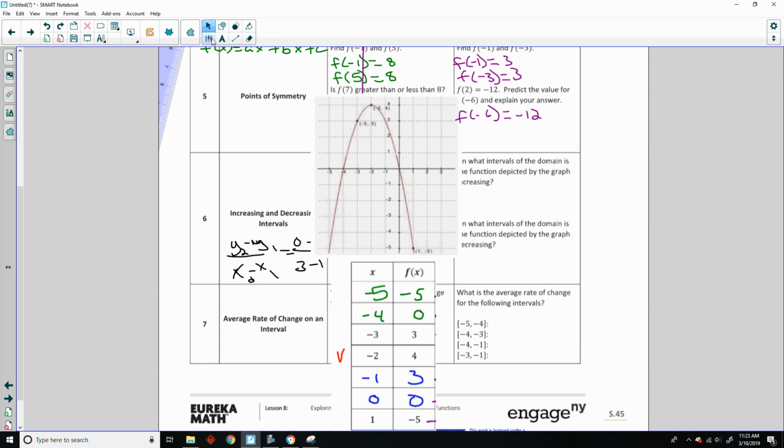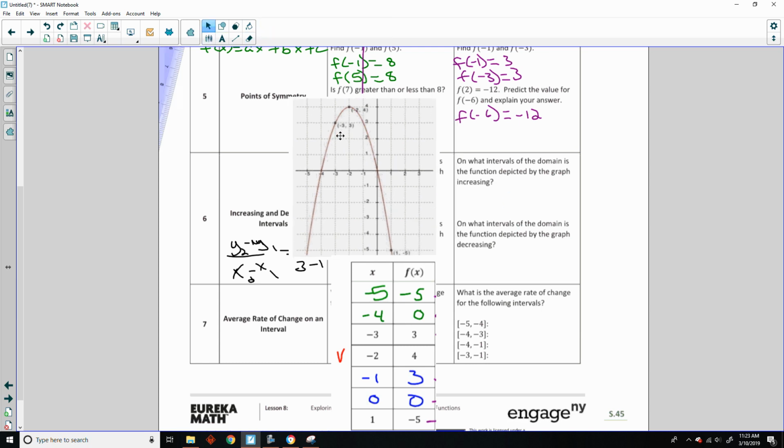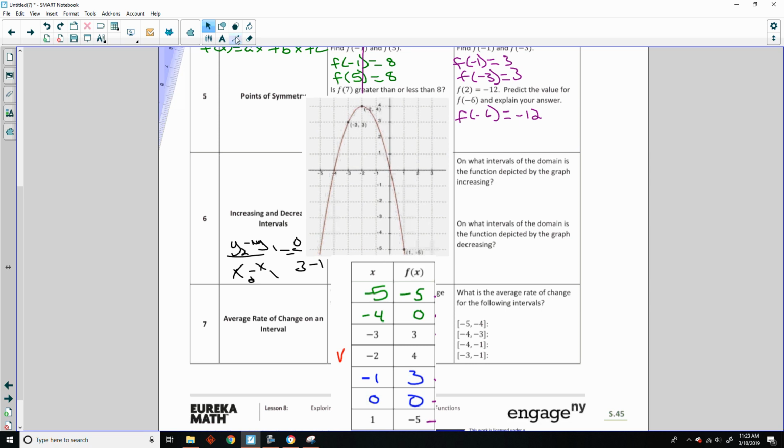Okay, so now it's saying, on what intervals of the domain, x values, is the function depicted by the graph increasing? Well, it's increasing here. It's increasing all the way up until we get to there. So that interval is coming from negative infinity, and it goes all the way up to when x is negative 2.